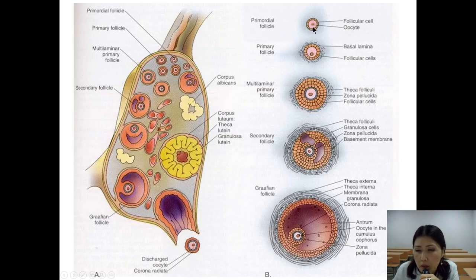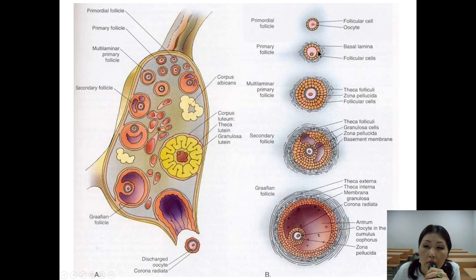Primordial follicle, the structure of the primordial follicle: this is the oocyte with nucleus, and one layer of follicular cells. And this is the primary follicle. It has basal lamina, and the follicular cells become cuboidal. They are more flattened here, and here they are more cuboidal.